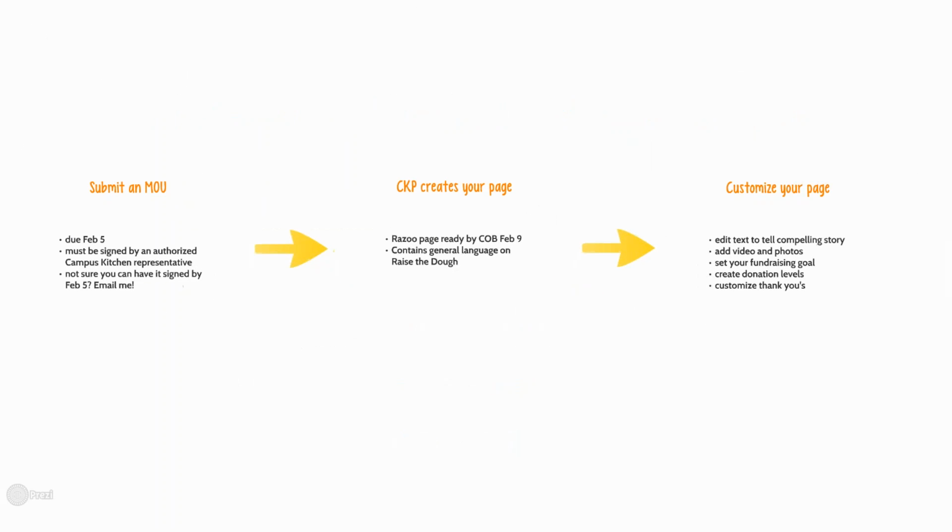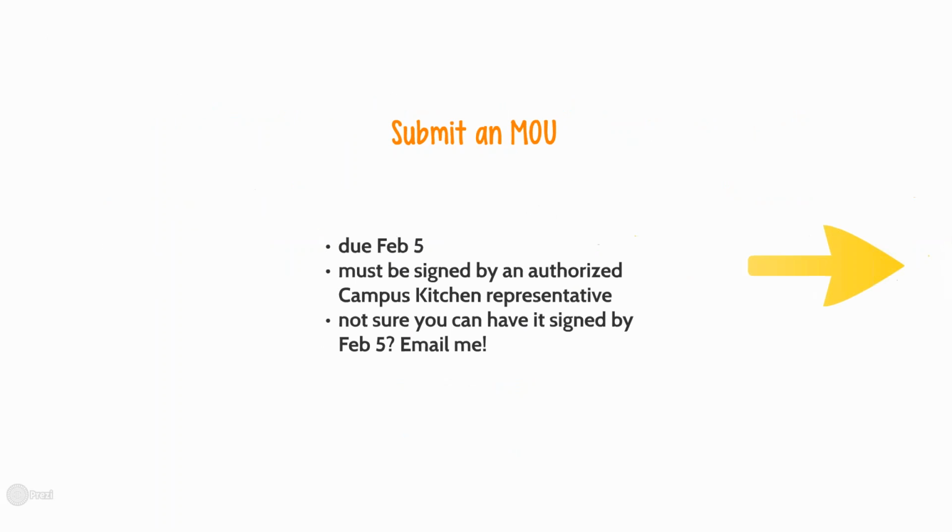So just the timeline in a little more detail here. The MOU is due February 5th. It's a week from this Friday, and it must be signed by an authorized Campus Kitchen representative, and you can determine who the best representative of your kitchen is. It could be a faculty advisor or the Campus Kitchen president, but you can determine that.